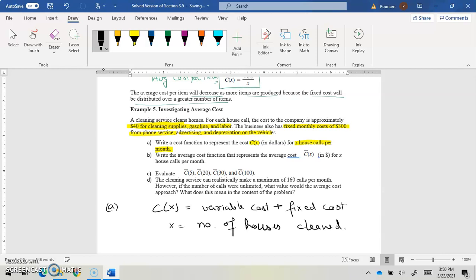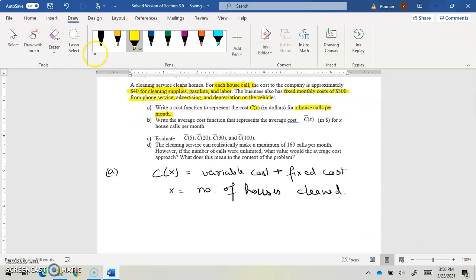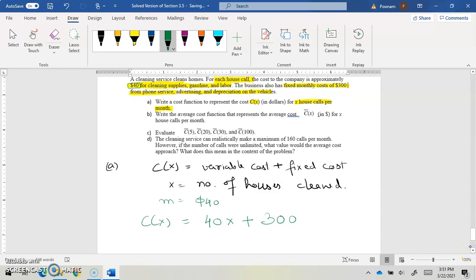So for each house, this has to be noted, the cost of the supplies is $40. So the variable cost M is given to be $40 per house, right? So the cost function would be, we are cleaning X number of houses. One house takes $40 to buy all the cleaning supplies. So 40 times X would be the variable cost plus $300 every month for the phone services, advertising, and depreciation of the vehicle. This is your cost function.